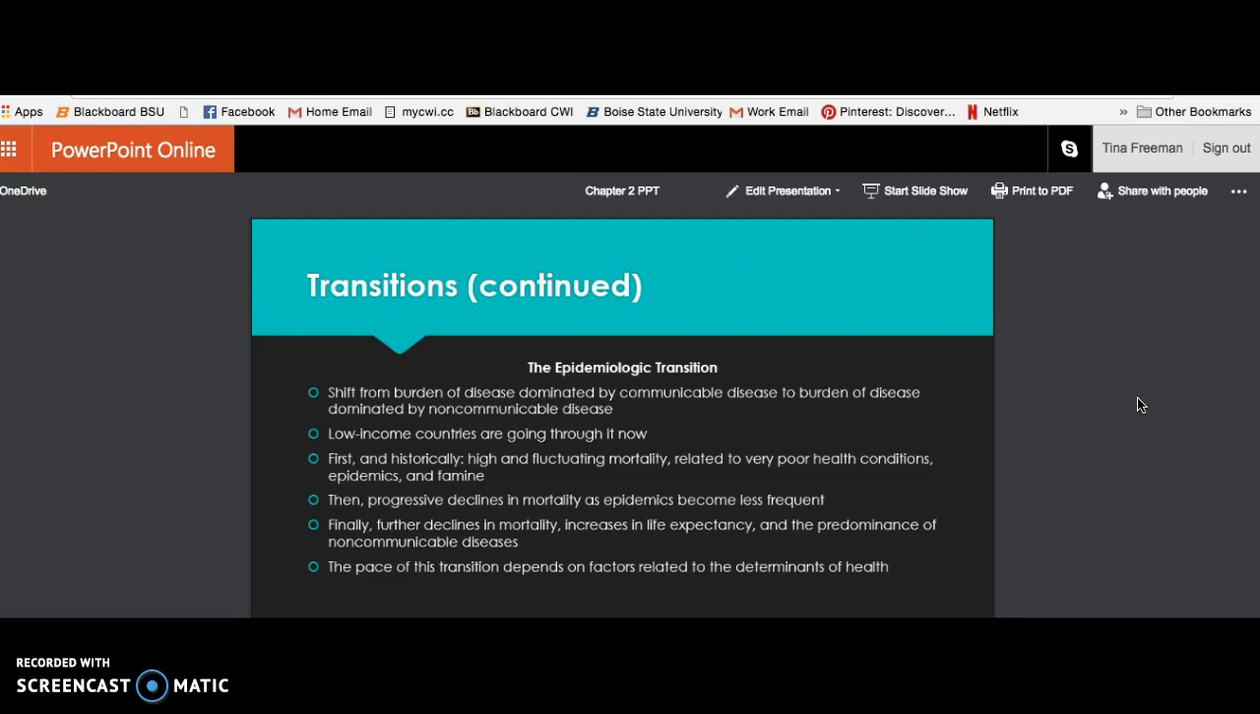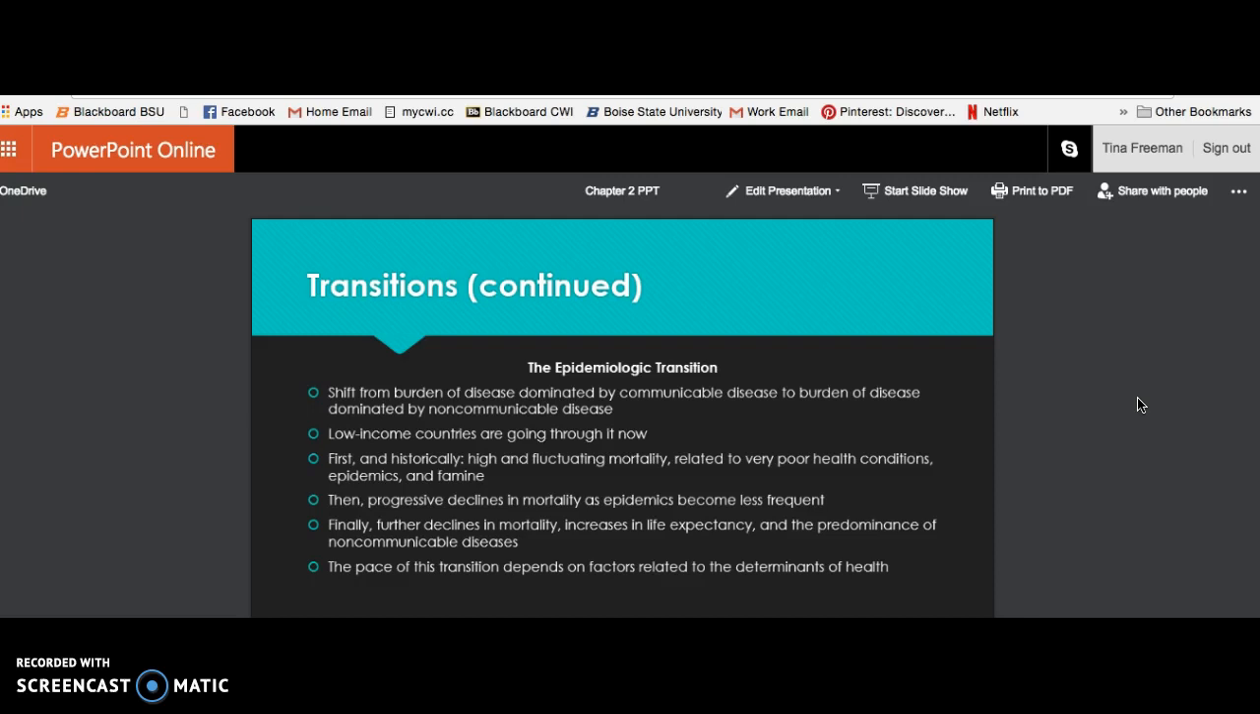Finally, further declines in mortality, increases in life expectancy, and the predominance of non-communicable diseases. So I think we can kind of see that in the United States. We've seen a noticeable decline in mortality as our health technologies and even as our prevention model of healthcare is becoming more prominent. We've seen increases in life expectancy, and we've seen the predominance of non-communicable diseases.